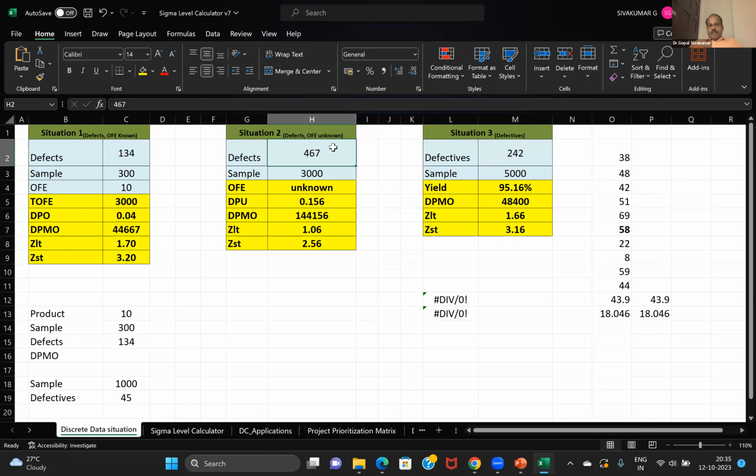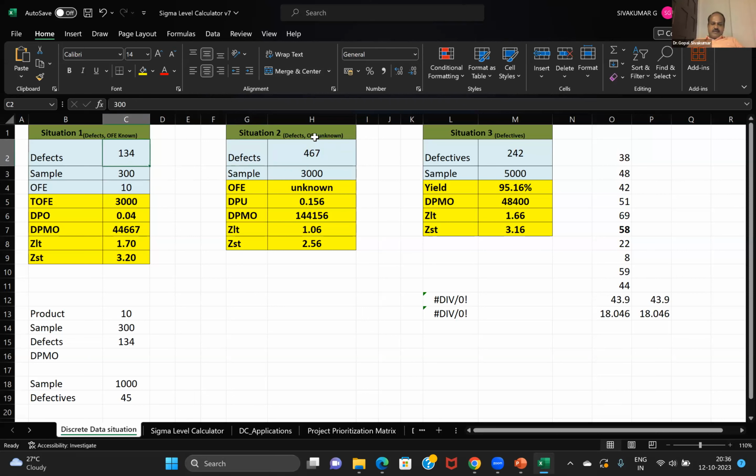Situation 2: suppose in the exam or in any situation, the company is not willing to reveal the defect opportunities. But they have this information out of, say, 3,467 defects observed. Now we will simply assume the defect opportunity is 1 and based on that the calculation is done here, right? So situation 2 you can use if OFE is unknown. Unknown means it will be assumed as 1.